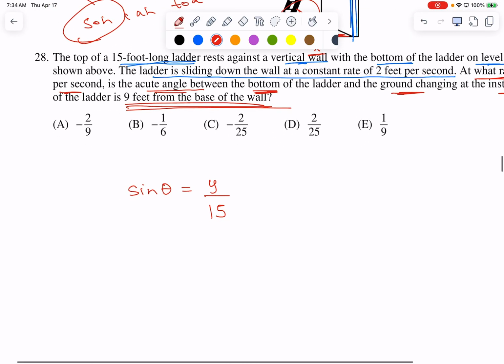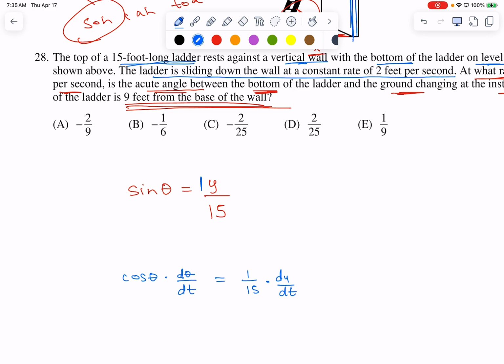What's the derivative of sine? We take the derivative of both sides with respect to time. What's the derivative of sine? Cosine theta times d theta/dt equals, what's the derivative of 1/15th y? 1/15th times the derivative of y, which is dy/dt.